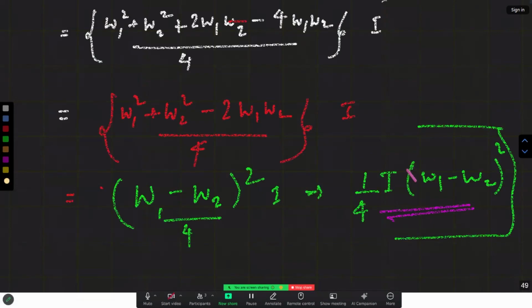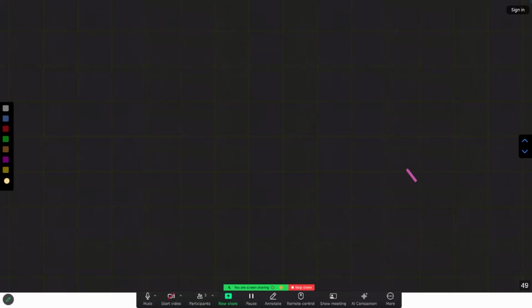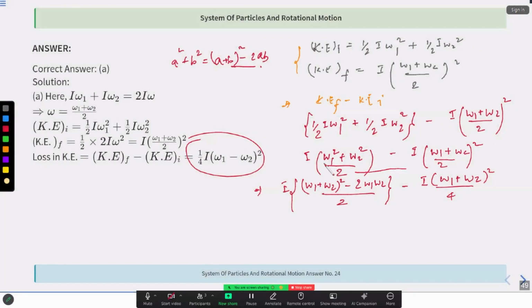Got it? I hope it is clear. This should be clear. Fine. Okay, we can move further now. Yes, all right, so this part is clear. See, it's just going to take your calculation time only over here, because the initial kinetic energy and final kinetic energy calculation was very easy. All right. Okay, let's move to the next point.